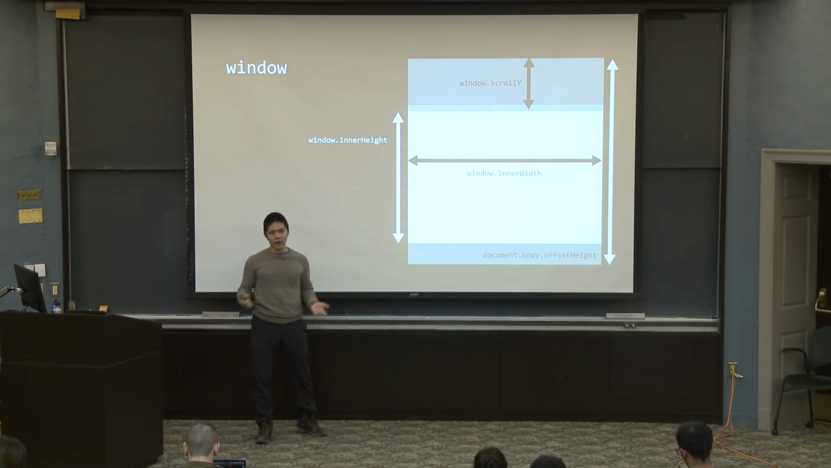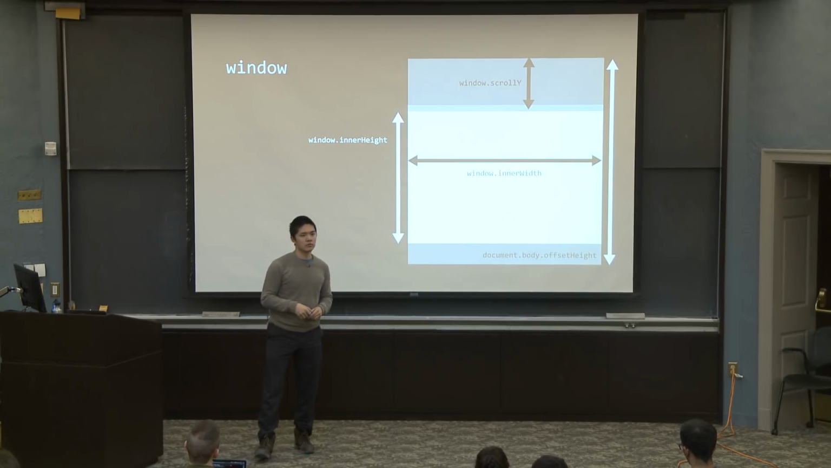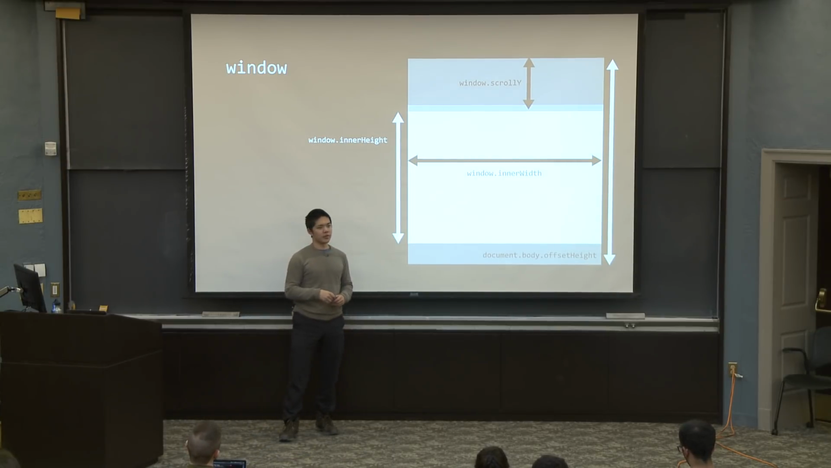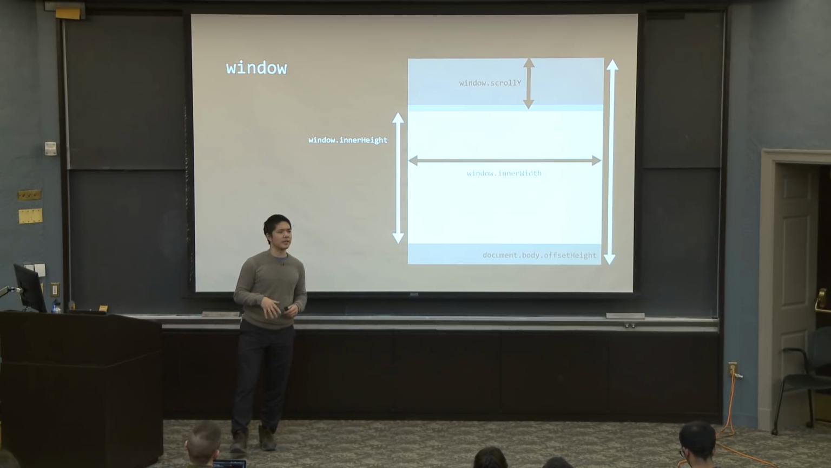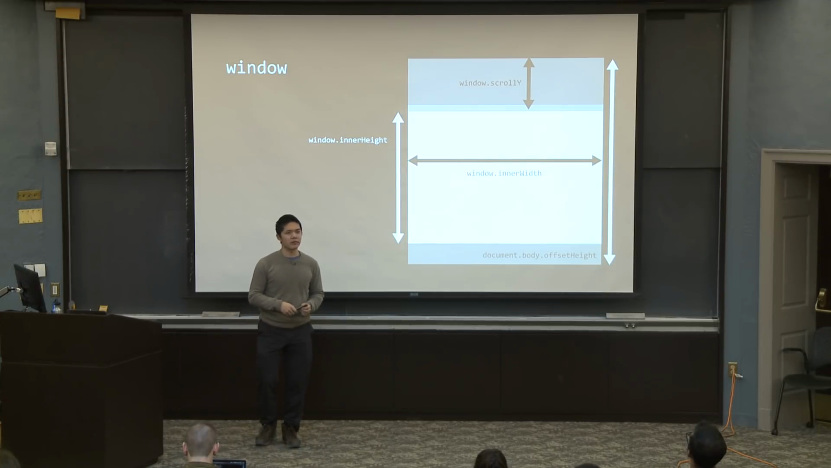And so now, interesting question. What would you write in code if you wanted to check to see if you were at the bottom of a page? What would the expression look like if you wanted to see if you were at the bottom of a page? Take a few moments to think about it, and then we'll see if anyone has a guess.